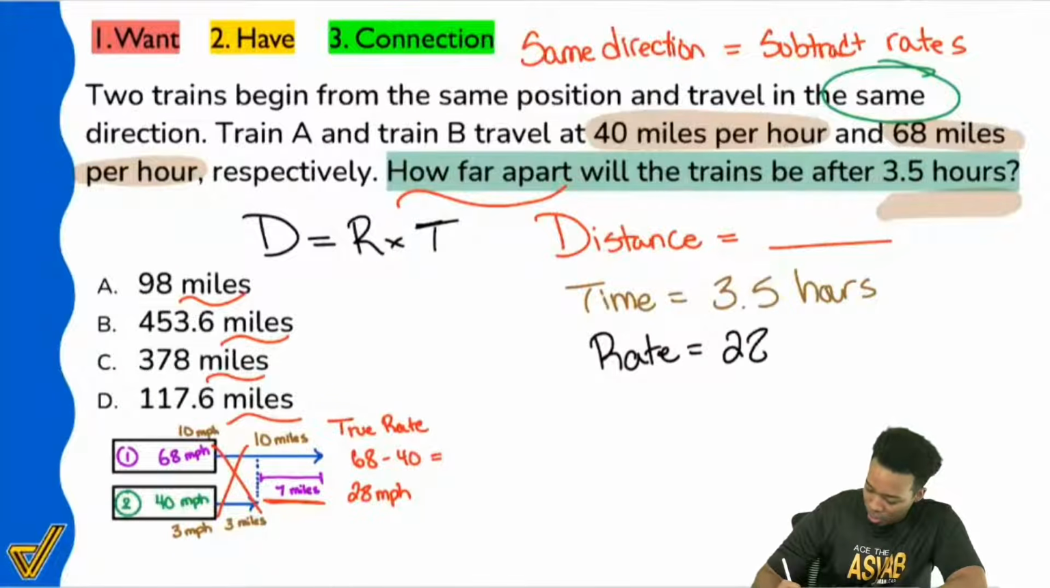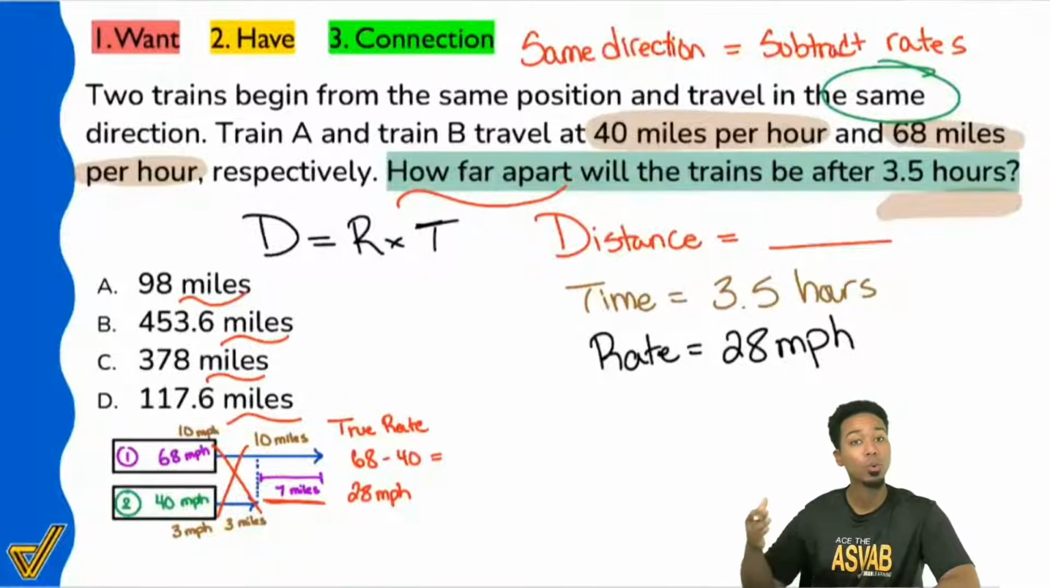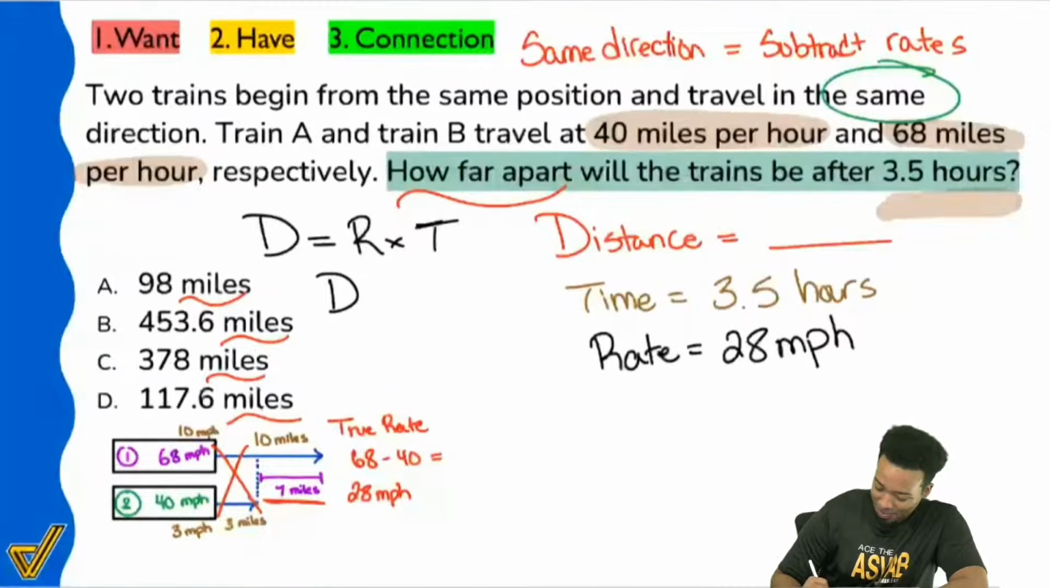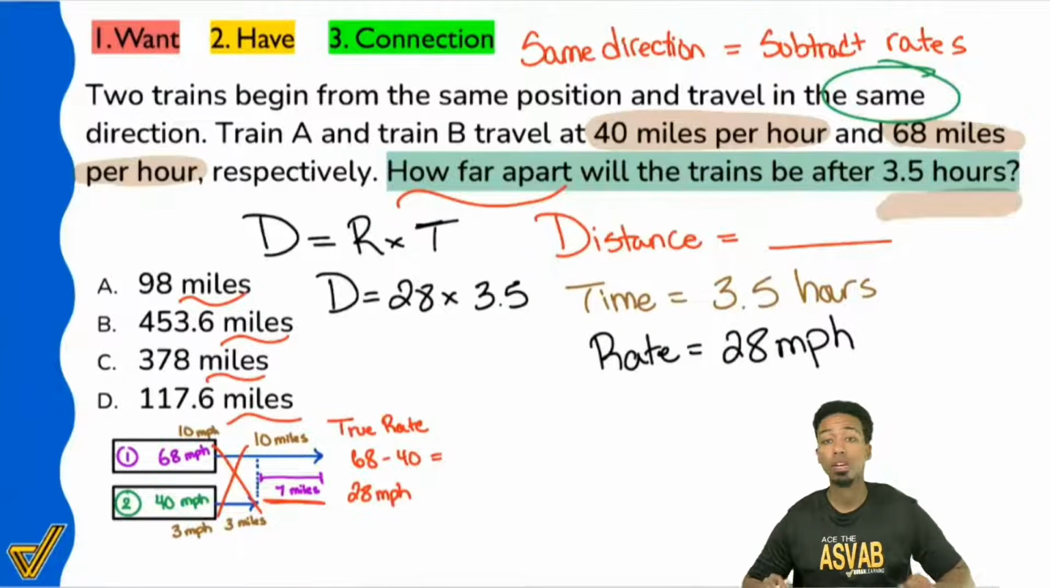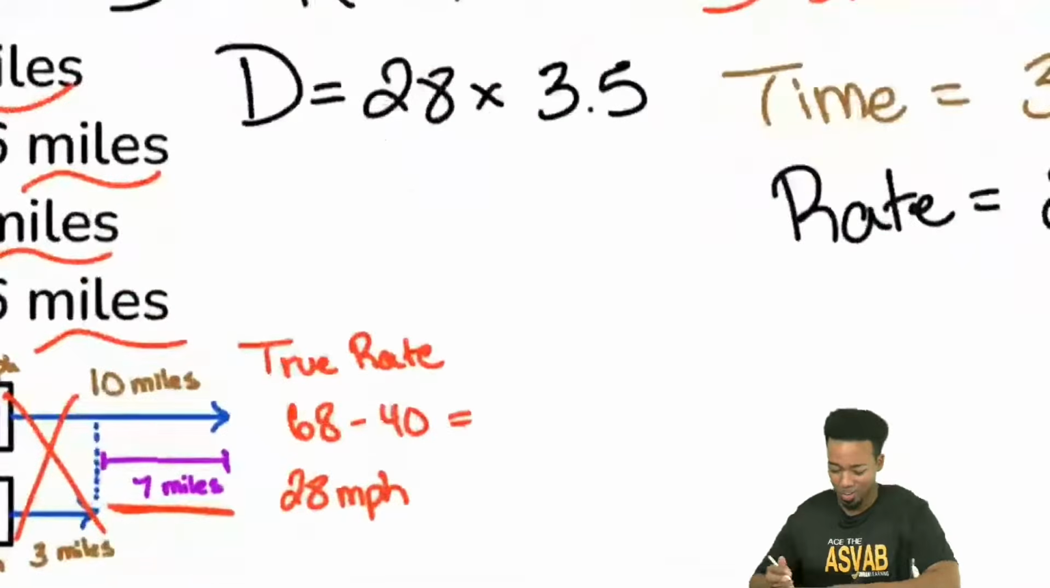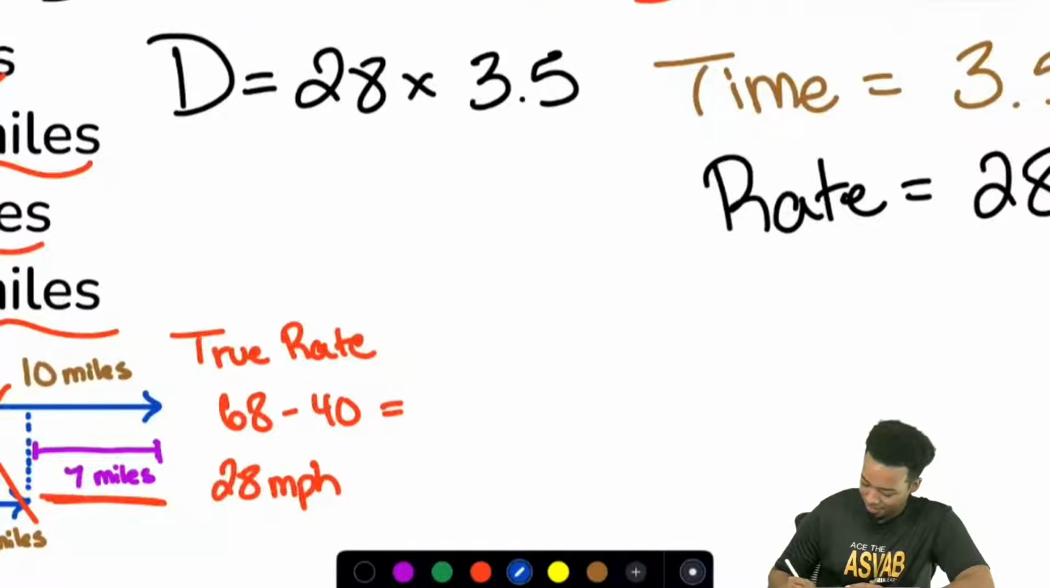Our rate is 28 miles per hour. And we have a very simple question now. When we fill in what we have, we're good to go. We're looking for the distance. My rate is 28 miles per hour. My time is 3.5. And all we have to do is complete that operation, and we're good. Let's go ahead and get it done. Zoom on in over here, perform some mathematics.